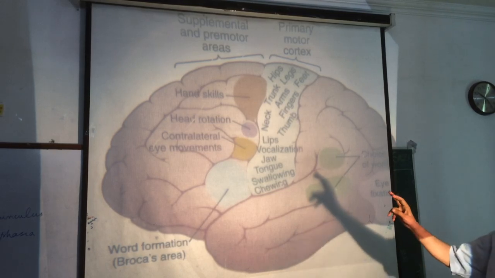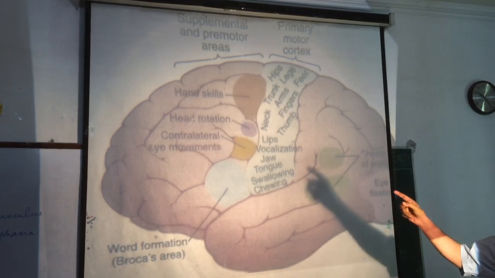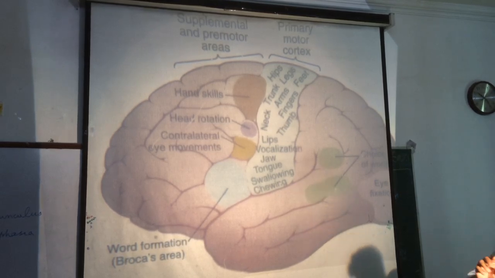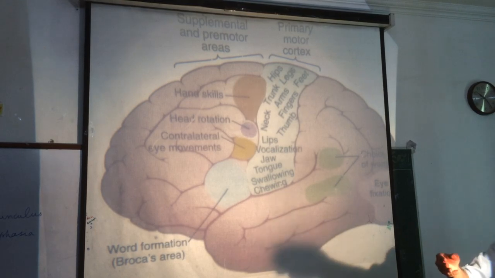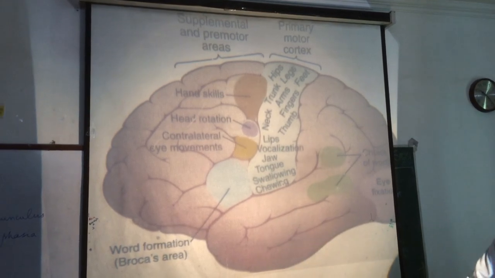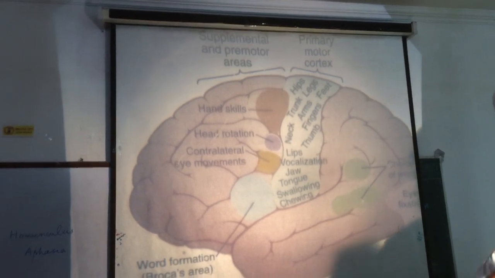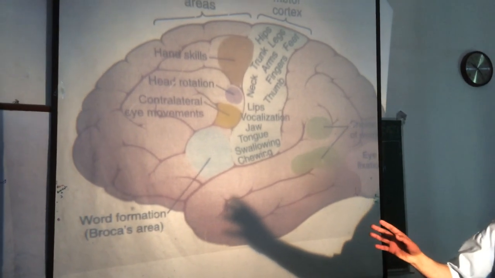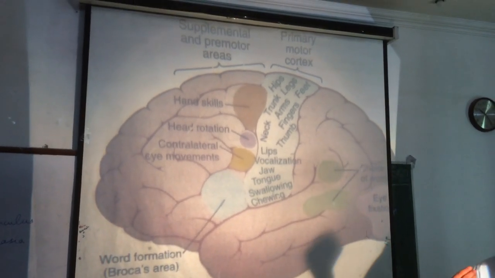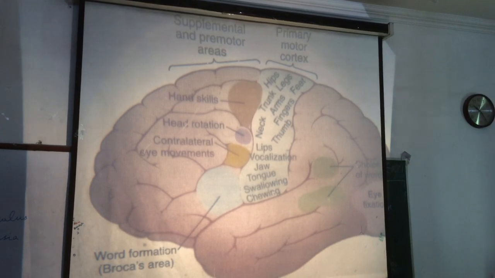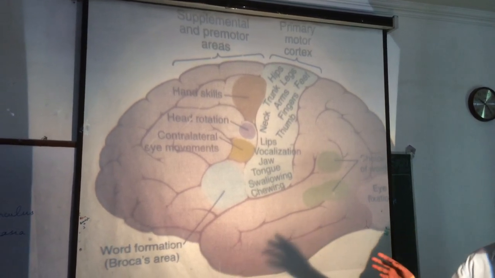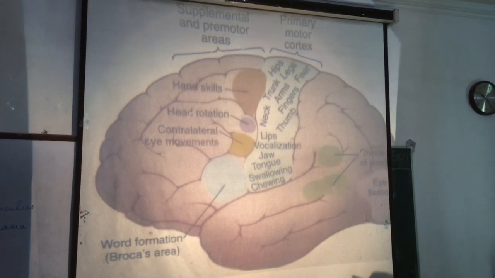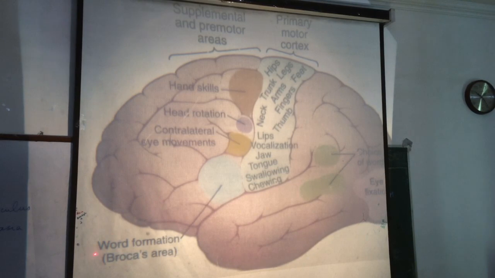Now when there is damage to the frontal eye field, the person is not able to fixate the eyes from one object to the other. So there is failure to fixate the eyes voluntarily when there is a lesion of this area. So this was about the frontal eye field, Brodmann's area 8.